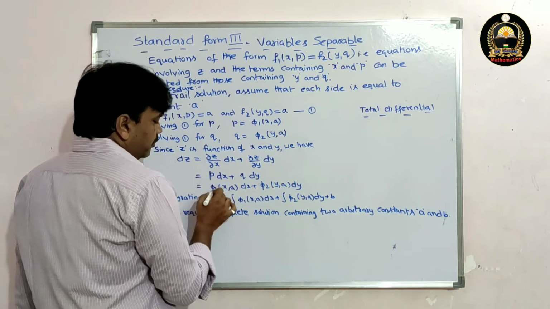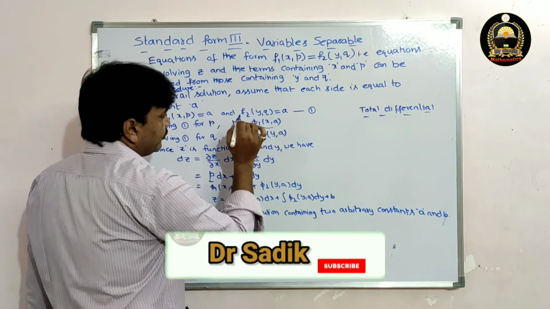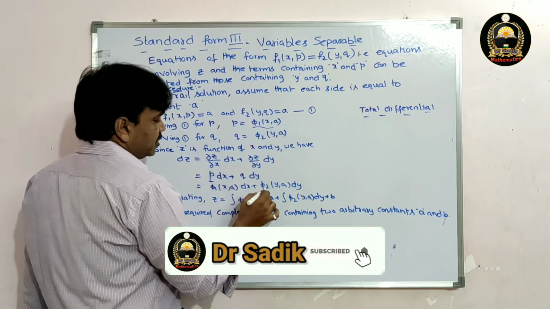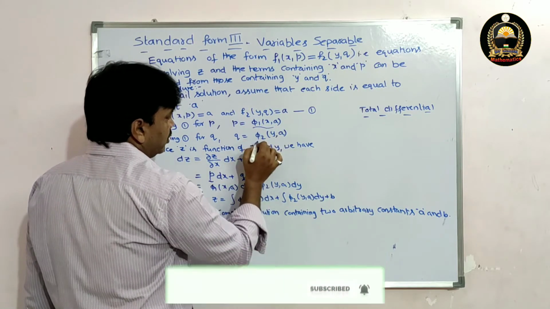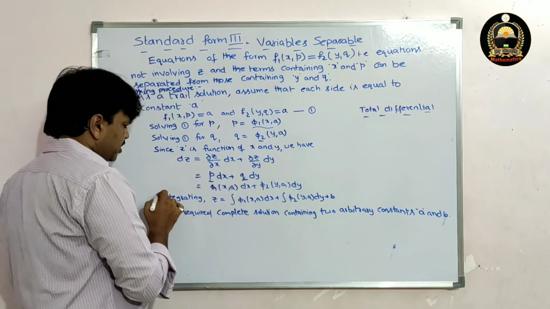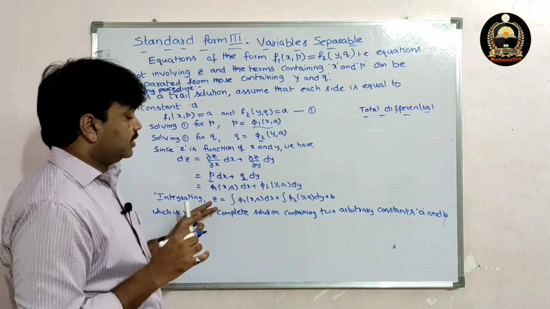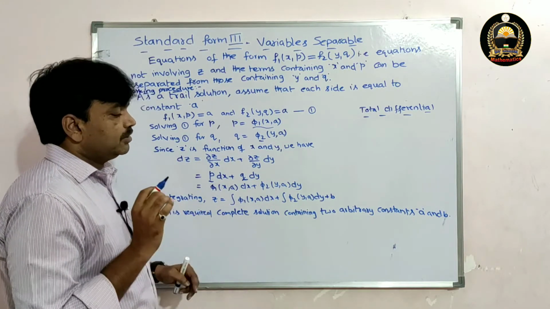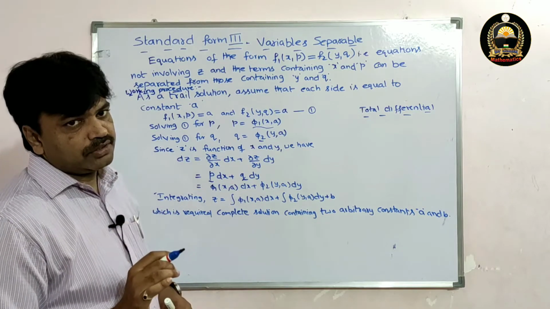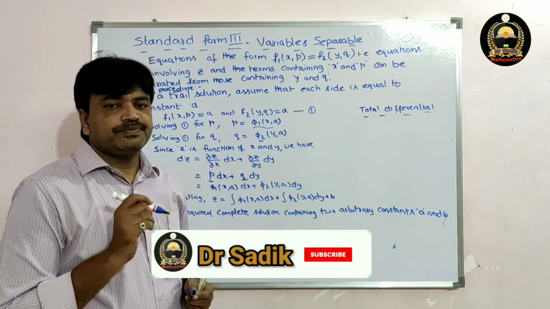Now what is the p value here? Phi 1 of x comma a. And what is the q value? Phi 2 of y comma a. Substitute here and simply integrate, then you get the required solution of the given equation or given problem.